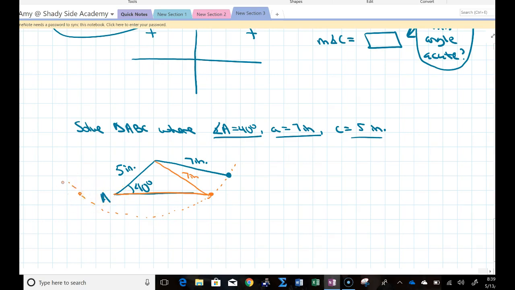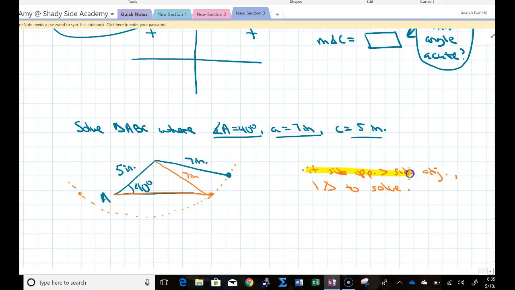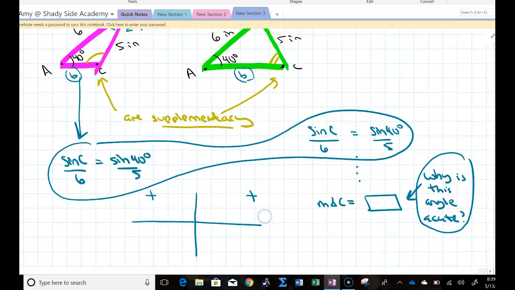Okay? So condition number 3 in the SSA is if the side opposite is greater than the side adjacent, you have one triangle to solve. So then I'm going to look back here and recognize, I've got this situation for SSA acute, side opposite bigger than side adjacent.